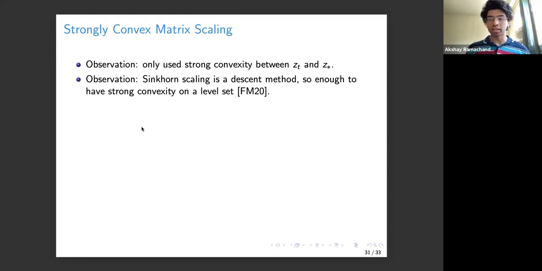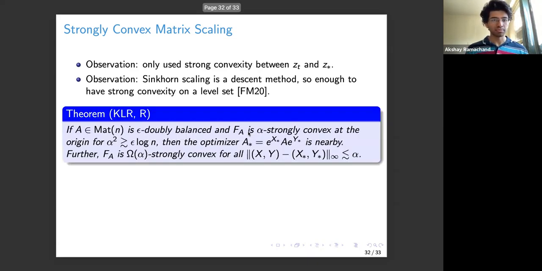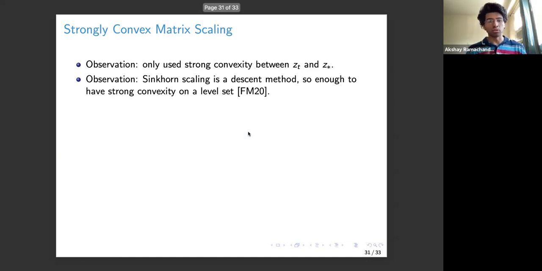And Sinkhorn scaling that we're studying, we're going to study Sinkhorn scaling using the strongly convex framework. It's a descent method. So actually, if you want to have strong convexity between every iterate of Sinkhorn scaling and the optimum, it's enough to have strong convexity on a level set, because Sinkhorn scaling always decreases the function at least, right? So once you're within the strongly convex level set, you'll always stay in the strongly convex level set. This observation is due to Franks and Moitra in their application list 6. Cool. So these are the two things we want to study Sinkhorn scaling, right? That there's some level set on which you're strongly convex the whole time.